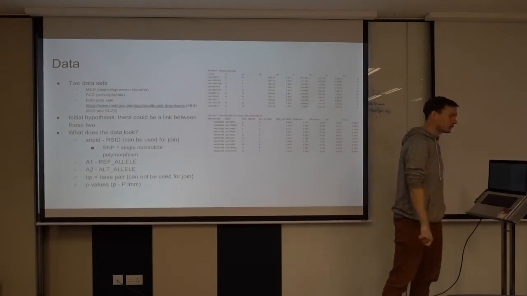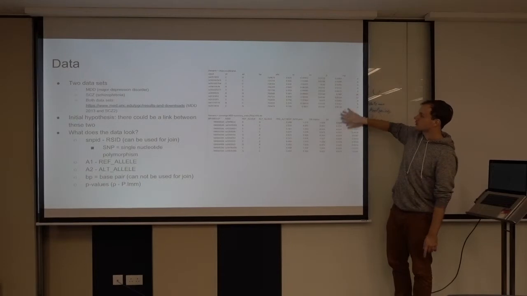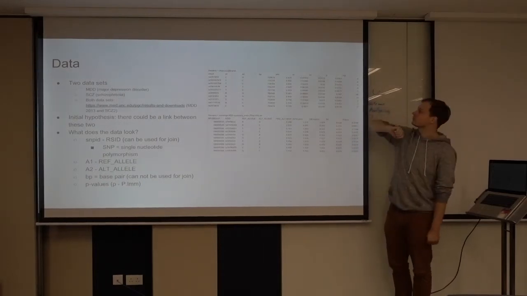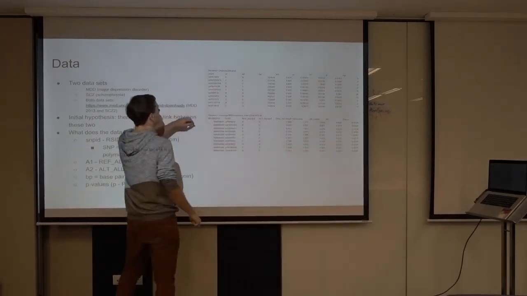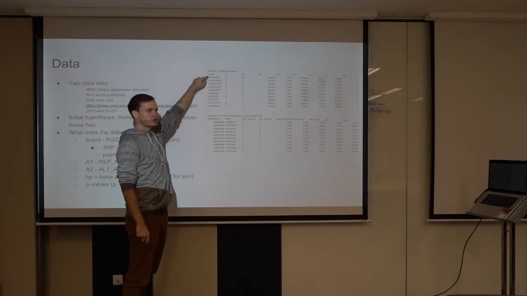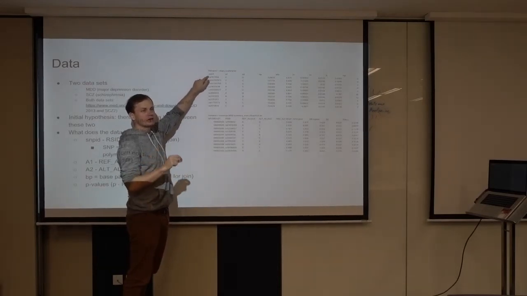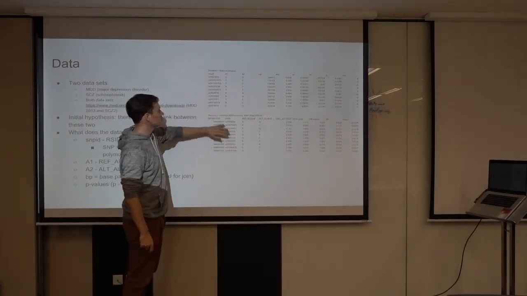So this is how the data looks if we download it. These are the two studies; we only looked at depression and schizophrenia. And you have what we call RSIDs. These are identifiers in the human genome, basically IDs for positions in the human genome, and we can merge on those.